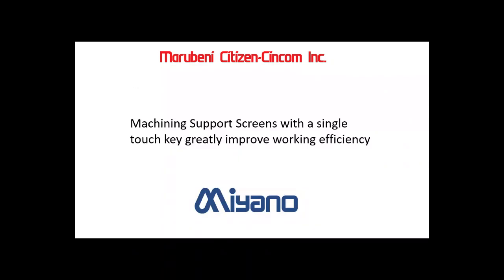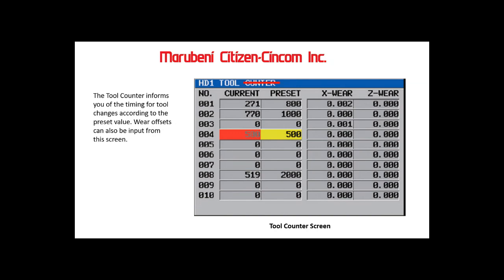The following machine and support screens help with the machine setup and the overall efficiency of the machine. So we have a tool counter. The tool counter informs you of the timing for tool changes according to the preset value, where offsets can also be input from this screen. So we would put a preset value in for the particular tool. Tool one in this case is set for 800 cycles or uses, let's say. And then it counts up. When it reaches the count, you're going to get the machine alarm saying I've reached the count. It's time to change the insert.